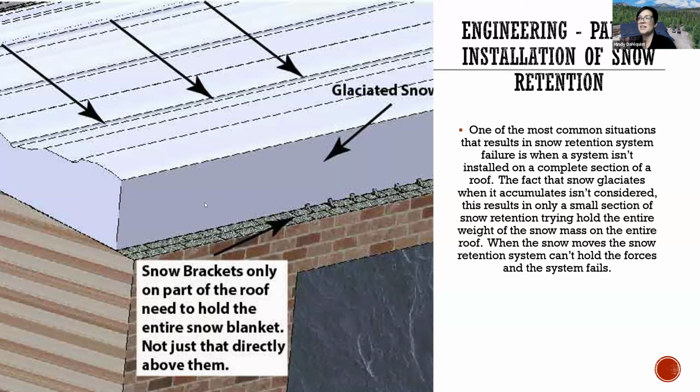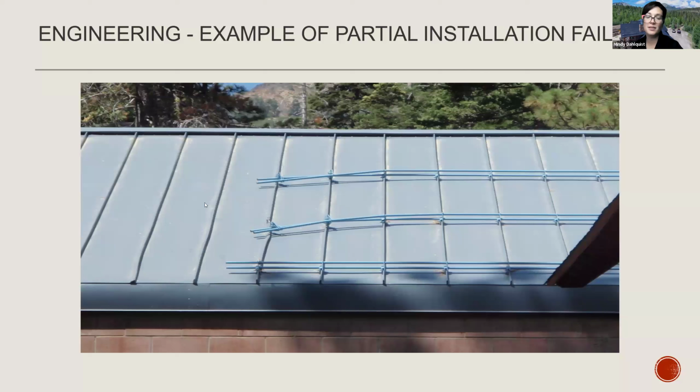And understanding that the weight of that glaciated snow is going to be pushing across that entire roof surface. And when you only have 6 brackets there to hold it up, with all of that force, oftentimes the snow will make its way either through those brackets, over those brackets, or something like that. Just trying to hold the force of that entire snow mass on 6 little pieces of metal.